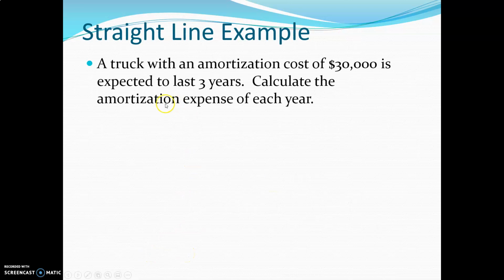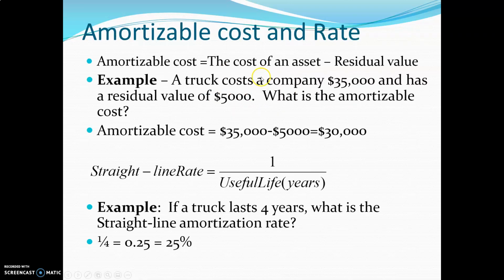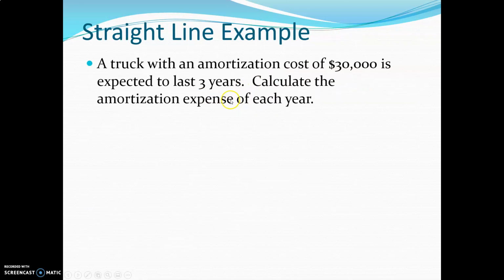Let's take a look at an example. Using straight line, a truck with an amortization cost of $30,000 is expected to last 3 years. Calculate the amortization expense of each year. This is kind of similar to what we were doing in the previous example, where we expected that the truck was going to be $35,000 with a residual value of $5,000. So we're just kind of extending it here.